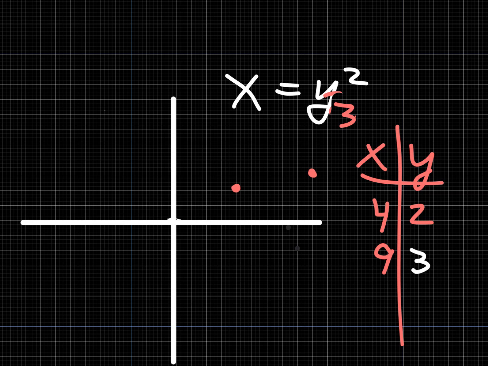You know what the easiest thing of all to put in is? 0. You want to put it in for X or Y? I don't care. Pick. If you're not going to pick, I'll pick Y as 0. And then what does X have to be? 0. So (0, 0) is on the graph. Now that looks kind of like the square root graph. And I thought we were doing a squared graph. Well, you haven't seen this one before.